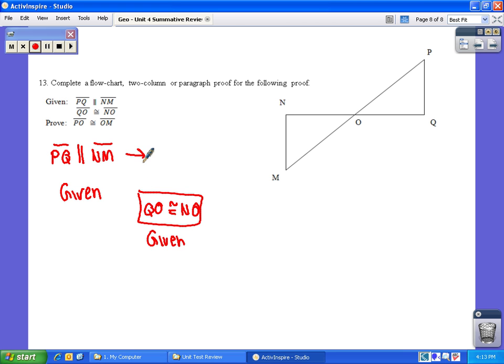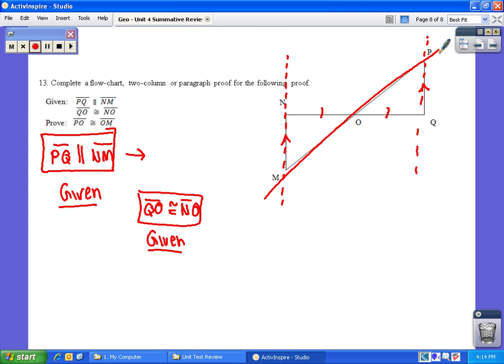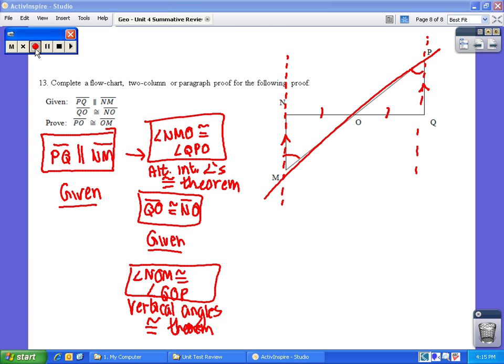The reason why I put my second box in the next column is because I know that I'm not going to use the fact that QO is congruent to NO to get another piece of information. However, since PQ is parallel to NM, we have a pair of parallel lines cut by a transversal. Alternate interior angles must be congruent. I also noticed that angle NOM was congruent to angle POQ since they're both vertical angles.